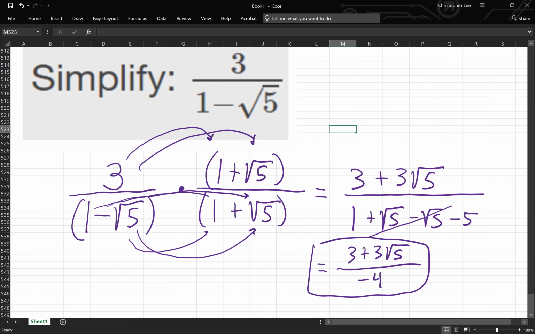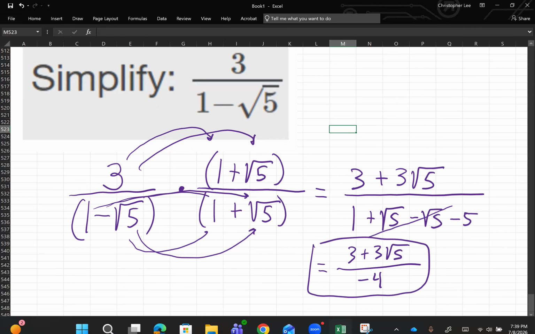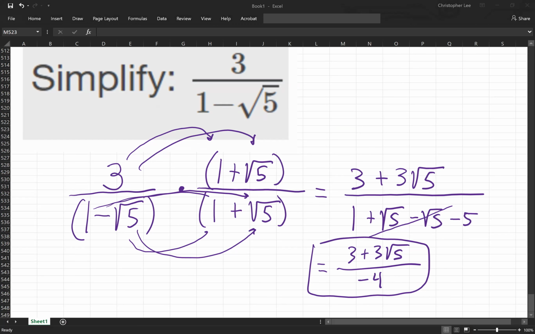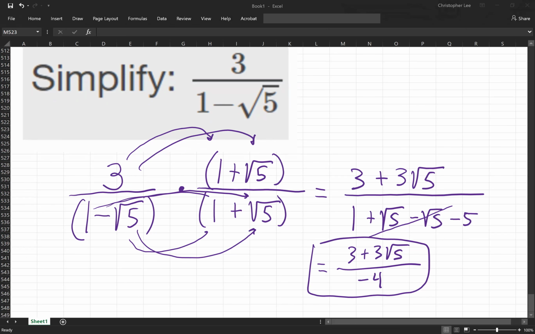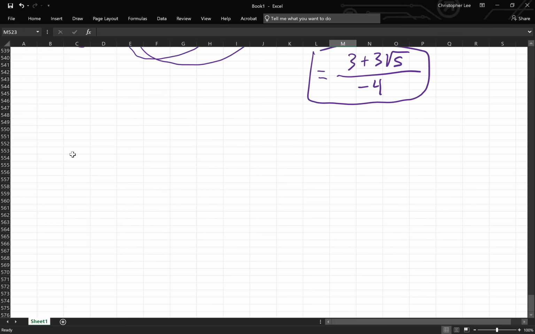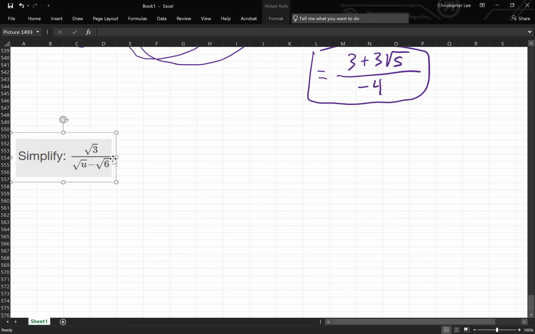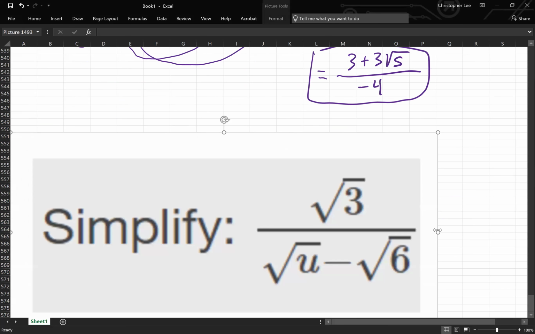All right. Let's take a look at another one. Ooh, this gonna be fun. Now, the hard part about this is that they gave us the variable u. Y'all know my favorite variable is C for Chris, right? But we're gonna do U today.